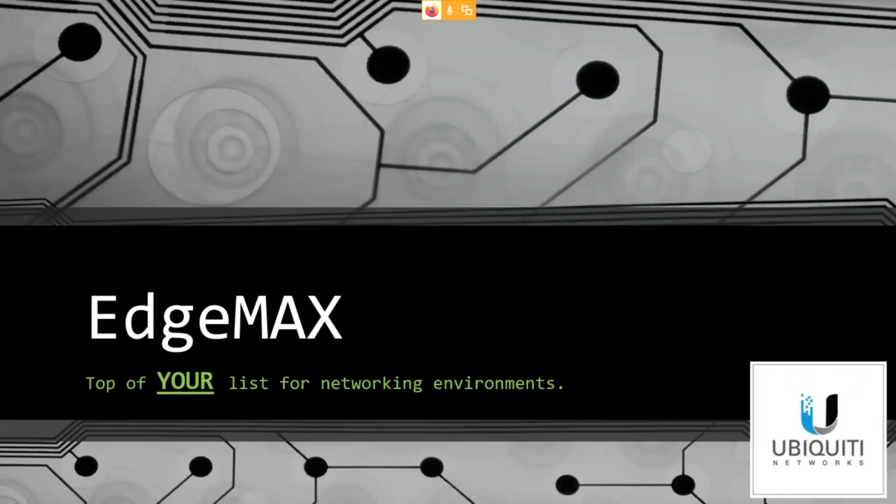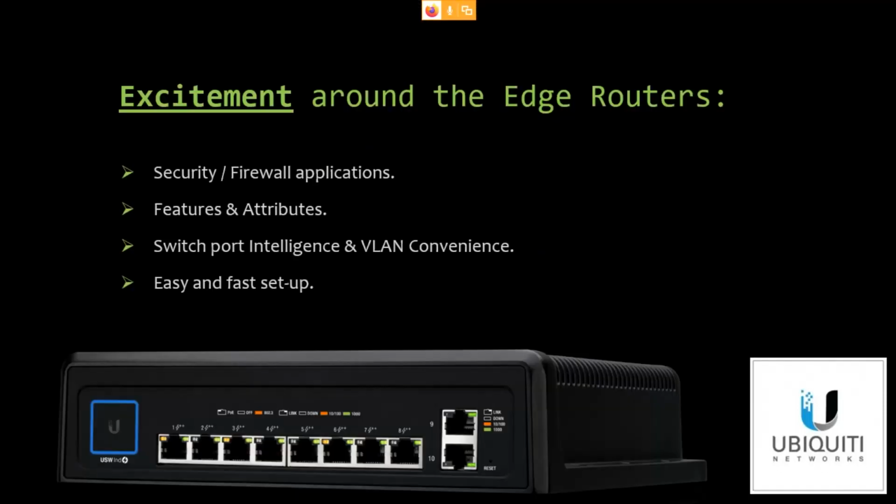And then of course your security and management features as well, which will create an efficient run for your network. But let's have a look at some of the challenges and how we can overcome them with regards to edge routers. Today I want to be talking about the security and firewall applications. As you all know, that's quite imperative for any business or network. Features and attributes: we want to talk a little bit about the switchboard intelligence and VLAN convenience, and then also the ease of setting these units up with regards to your UNMS centralized management platform.